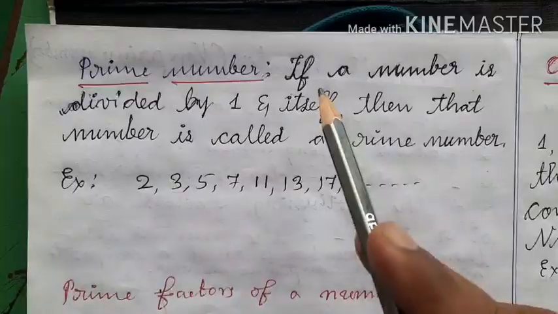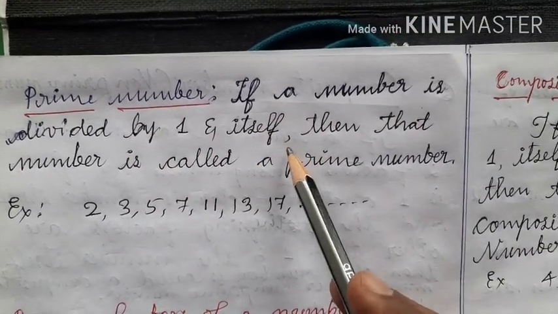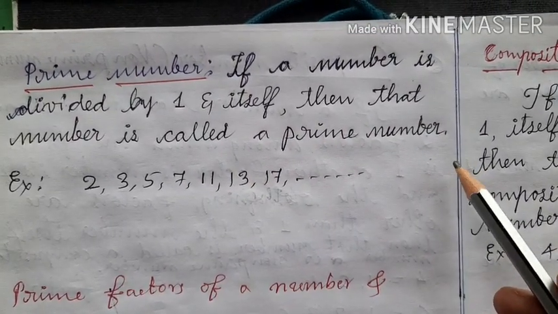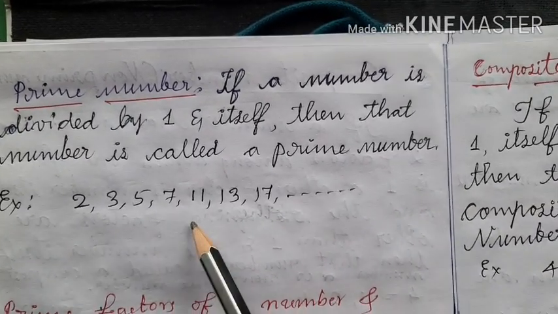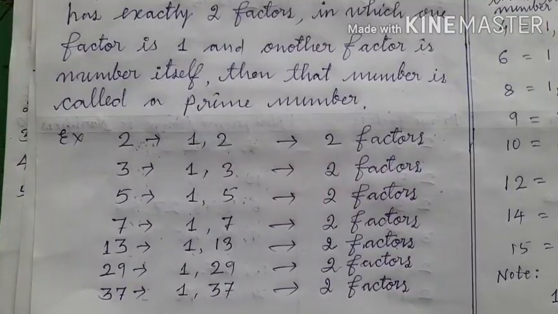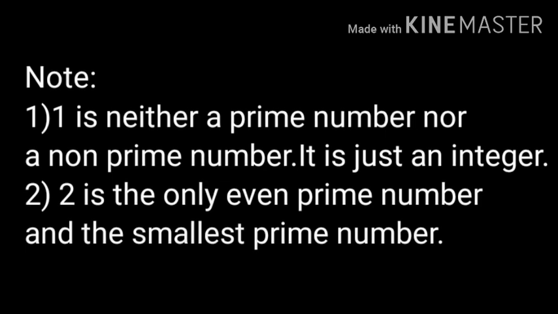Okay, if a number is divided by 1 and itself, then that number is called a prime number. Example, 2, 3, 5, 7, 11, 13, 17 and so on up to infinity. 1 is neither a prime number nor a non-prime number. It is just an integer. 2 is the only even prime number and the smallest prime number.